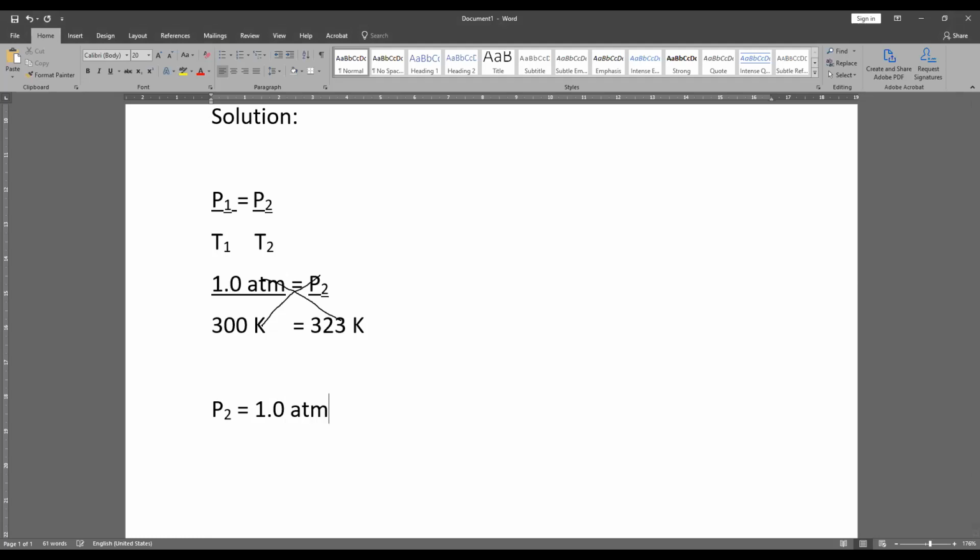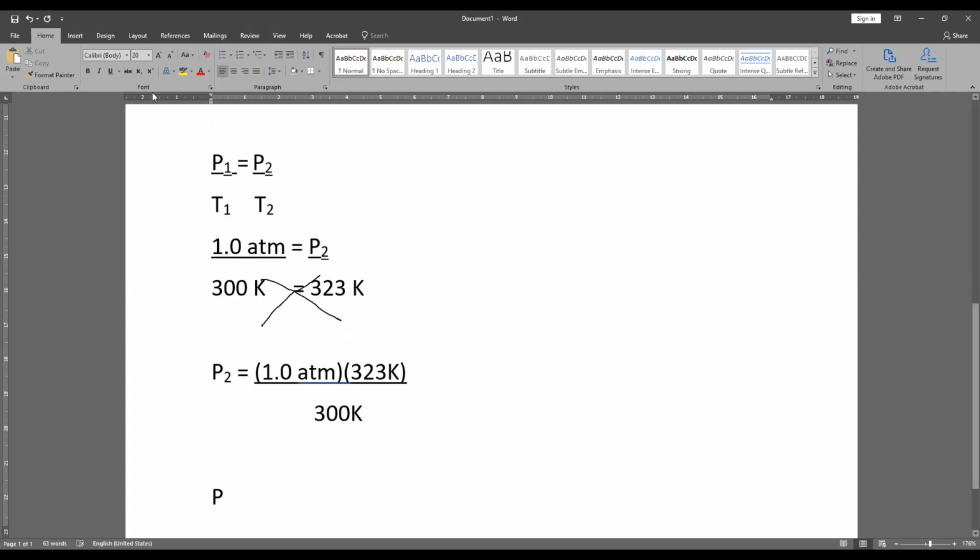1.0 ATM. ATM is atmospheric pressure, times, because we cross multiply, 323 Kelvin over, because we retain the 300 K, so we have 300 K underlined over 300 K. Okay. Ito is equal to 323 over 300 K and 300 over 300.